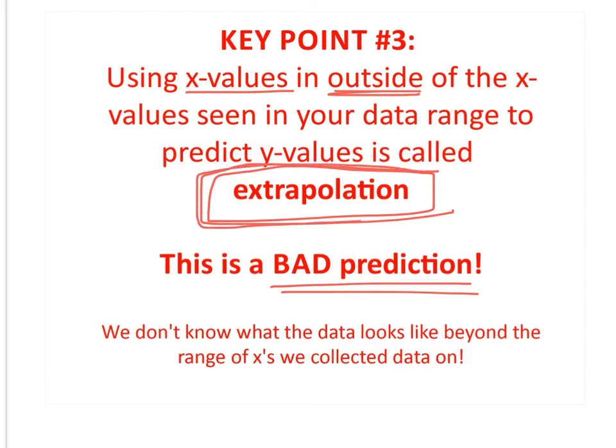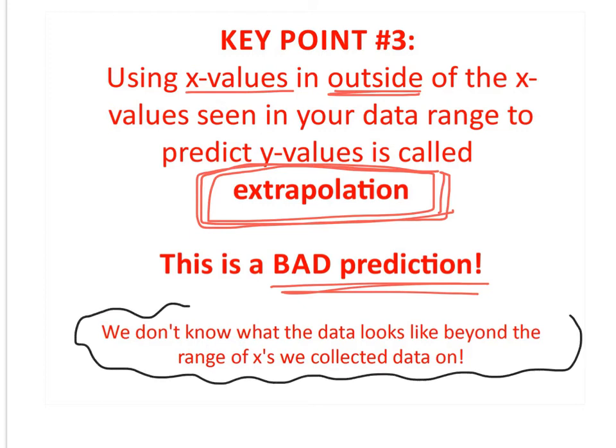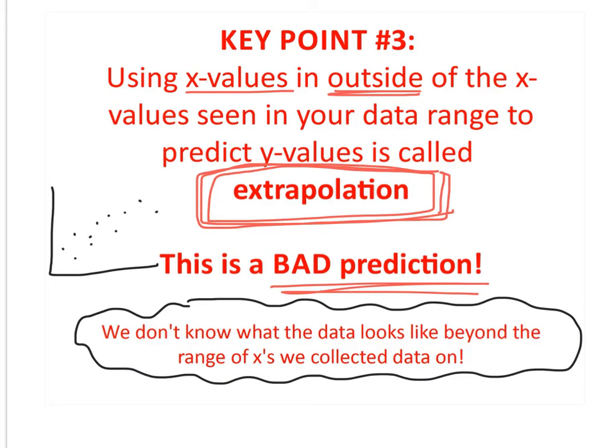So if you're ever asked to predict an X value way outside of your range, don't do it. It's a bad prediction. You don't want to do that in statistics. Why we don't want to do it is because we don't know what the data looks like beyond the given range of X's. If I know that this is my scatter plot and it goes like this, I don't know what happens with the X's way out here. It could maybe start to decrease, or it could curve up really big. Since we don't know what happens out here, I don't want to extrapolate. This is a bad prediction.